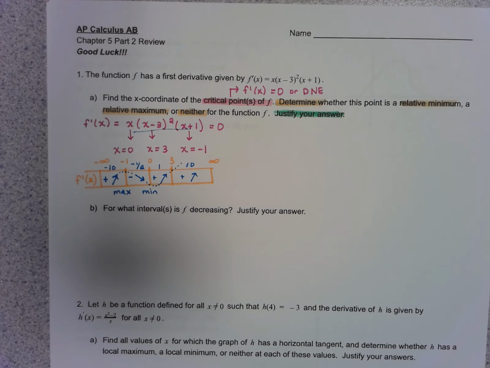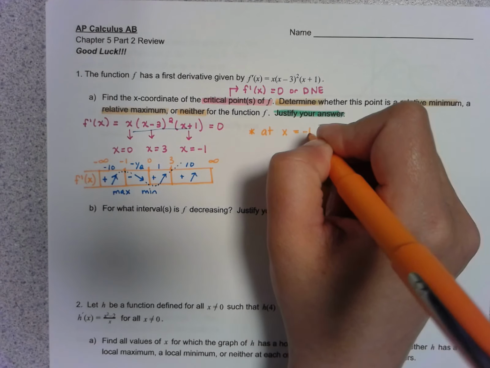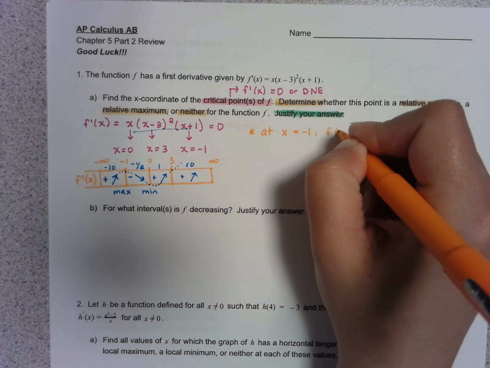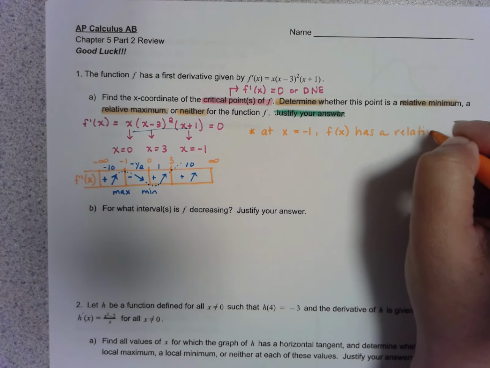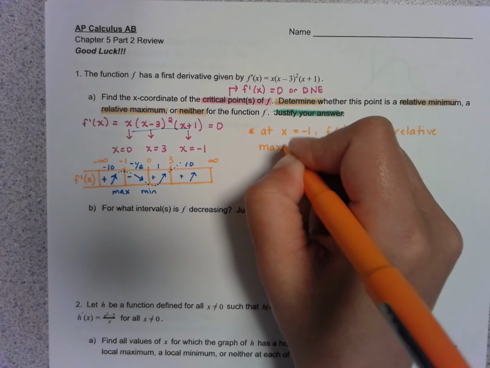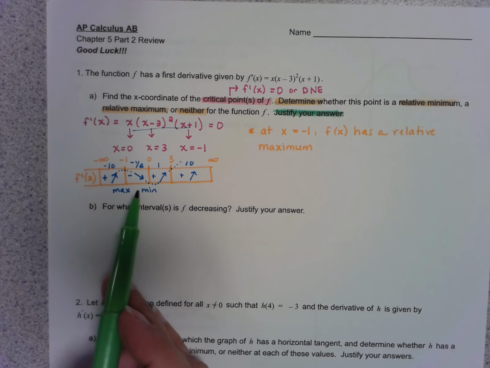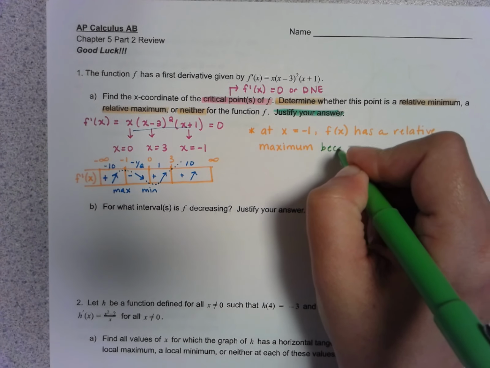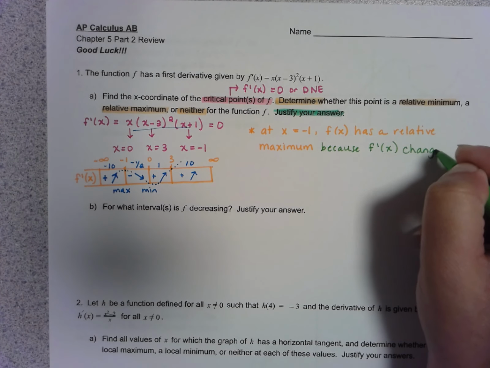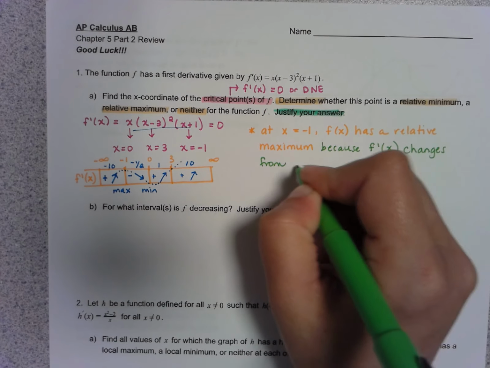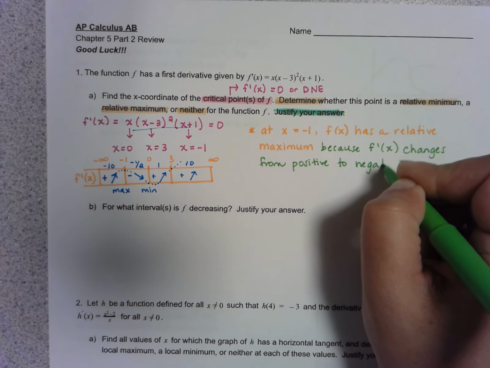So the first thing I would do is I would actually state what I just figured out. So I would say at x equals -1, f of x has a relative maximum. And then I need to say why. Now we're going to use what we just did as our justification. So we would say because f prime of x changes from positive to negative.